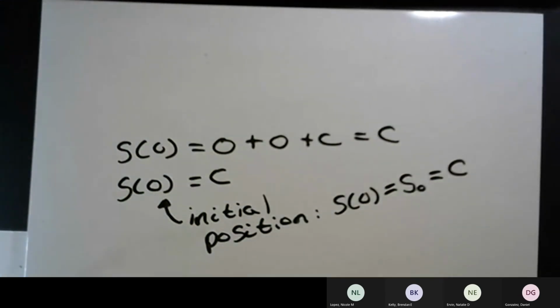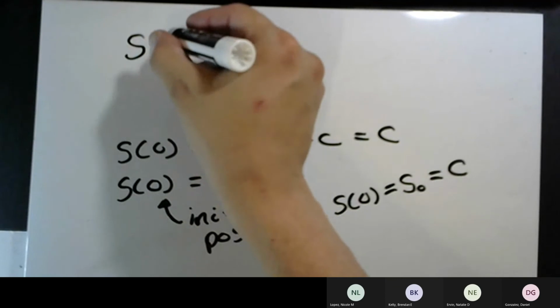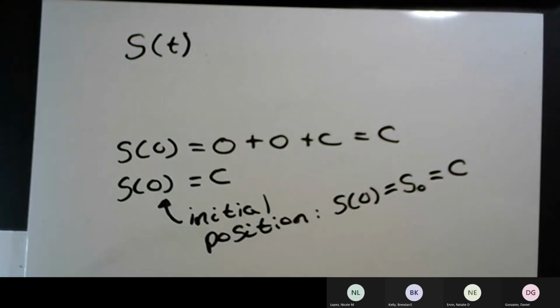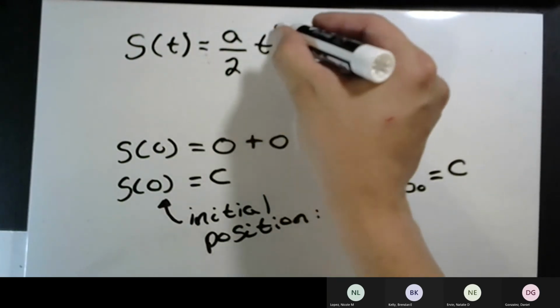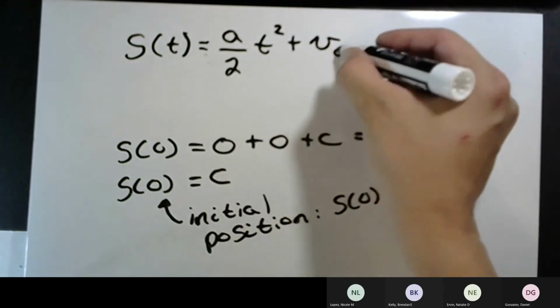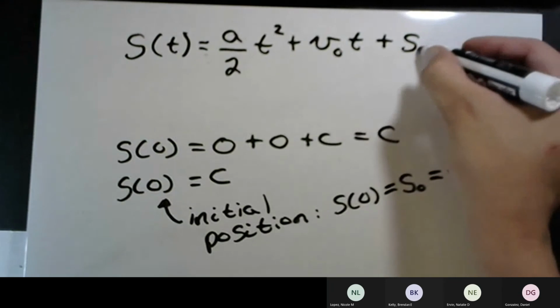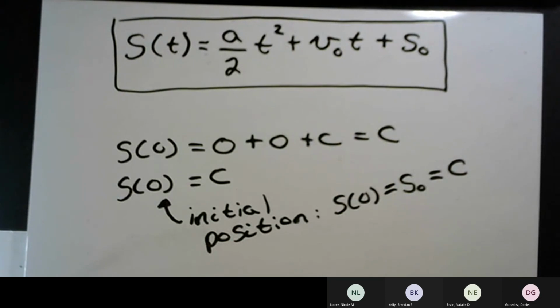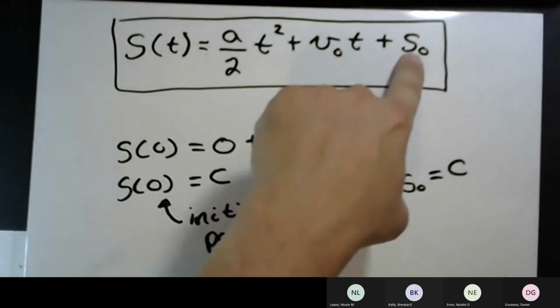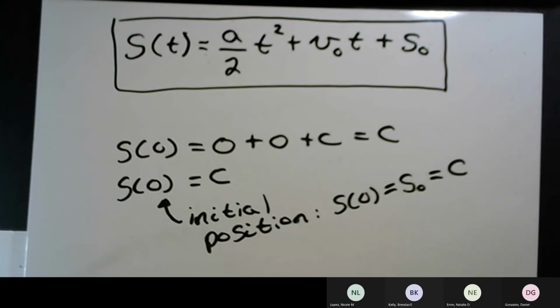So finally, the formula we get by starting out taking antiderivatives of a constant velocity is A over 2 t squared plus V0t plus S sub 0, where this is initial velocity, and this would be initial position or initial displacement. So any questions about that? All right.